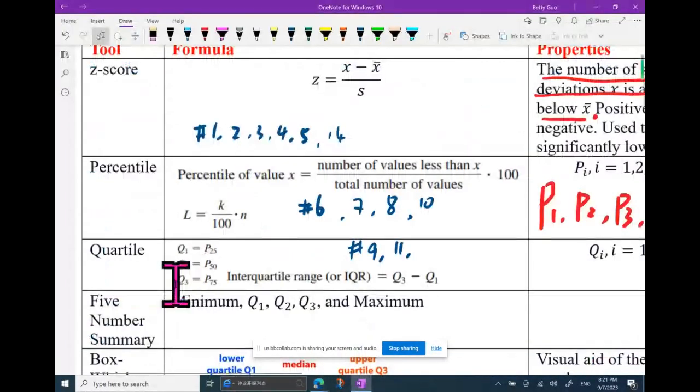All right. So any question about percentile?